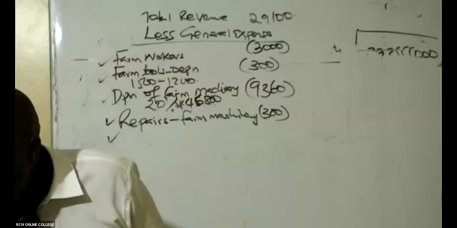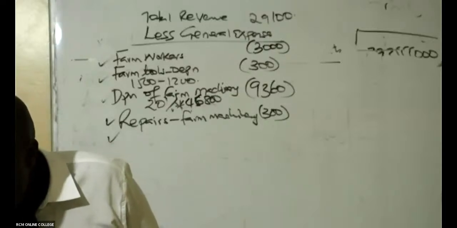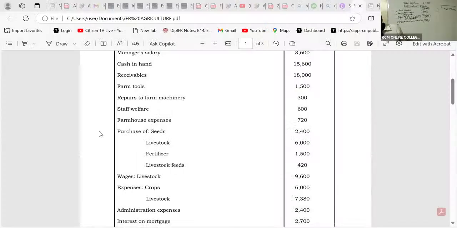So what are we looking at? Remember, we are still following our trial balance down. You can see we have staff welfare. It has not been stated whether they belong to cash crops. These are general welfare things. So we have staff welfare, 600. Thank you very much.